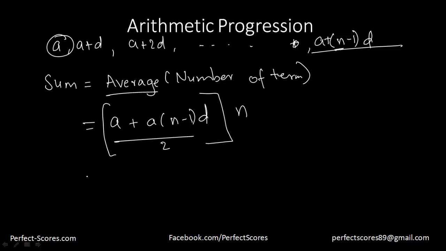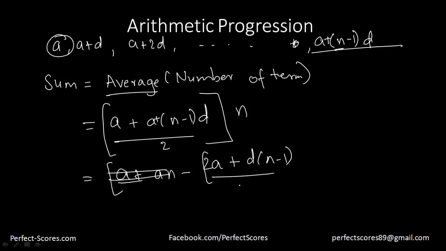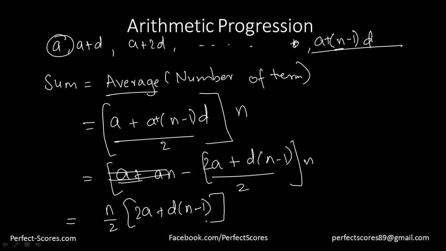So if I explain this, it comes down to a plus a plus (n minus 1) d, so that is equal to (2a plus d into (n minus 1)) divided by 2, into n. So the sum of terms is given as n by 2 into (2a plus the difference between each term into (n minus 1)). This is equal to the sum of terms.